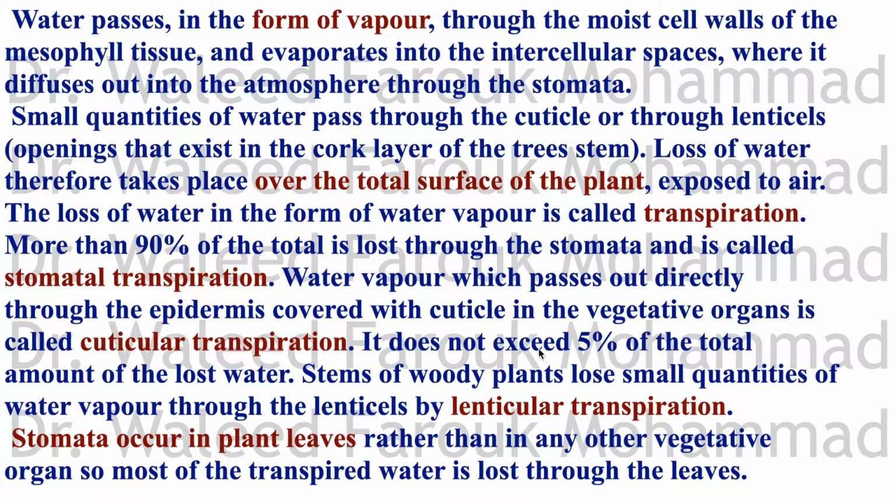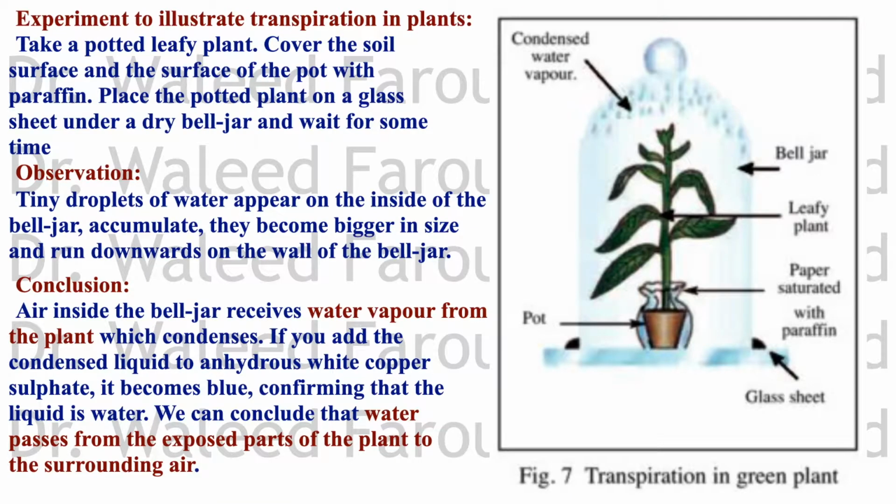This is called lenticular transpiration. Okay. So we have different kinds of transpiration: stomatal transpiration, cuticular transpiration, and lenticular transpiration. All these lead to getting rid of excess water in the plant. And the majority of the loss comes through stomatal transpiration, as you've studied here.